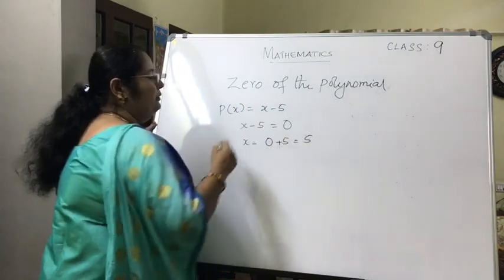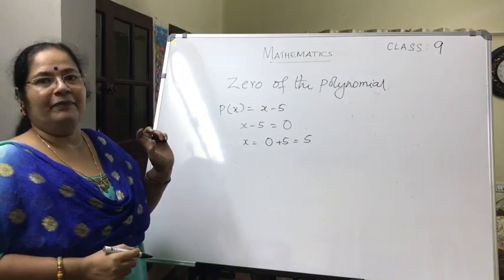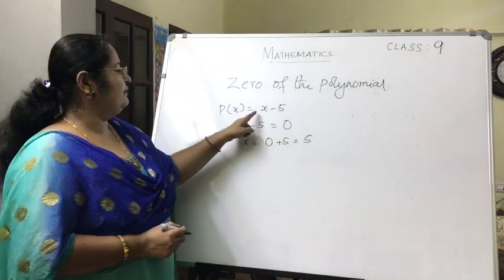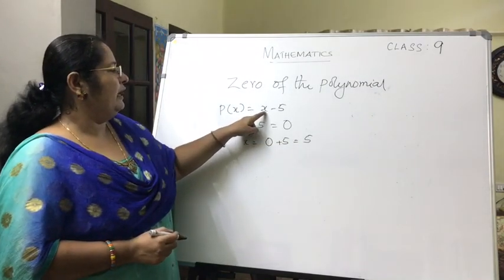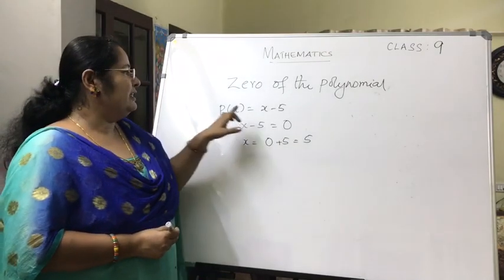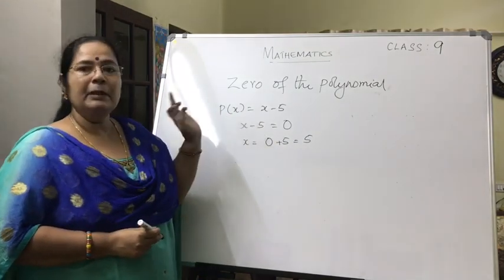So, what is the value? X equals 5. Let us substitute and see whether this is correct or not. When x is 5, what does p of x become? 5 minus 5 equal to 0. So, 5 is the 0 of this given polynomial.